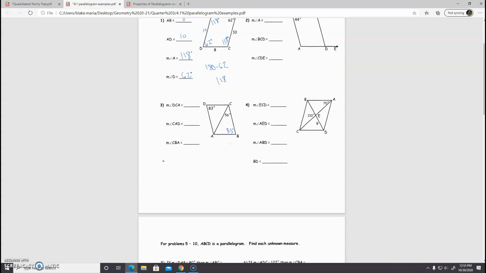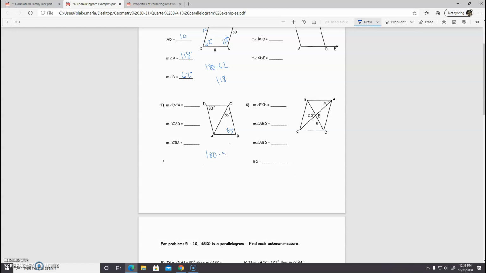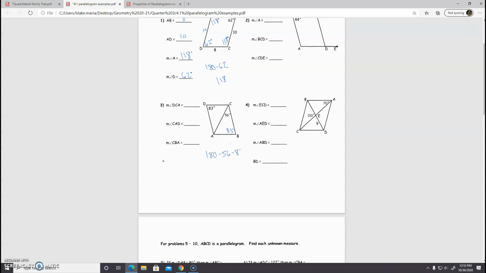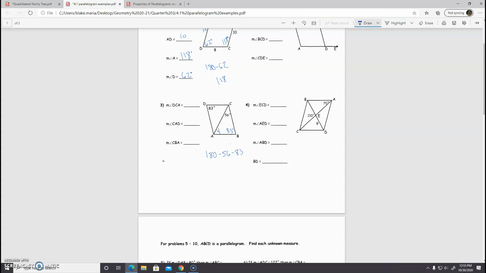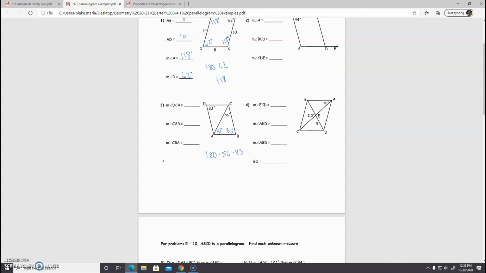Now what? What do I do? Well, I see a triangle here. I see a triangle here. See all this lovely math? We know a triangle adds up to 180. We can subtract out 56 and 83. Don't just write answers down. If you did math to get there, I want to see it. And I got 41 degrees. All right, so we got that one.